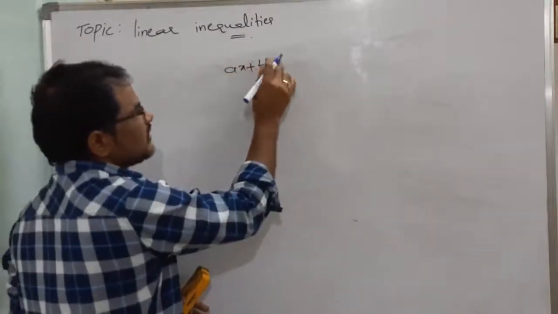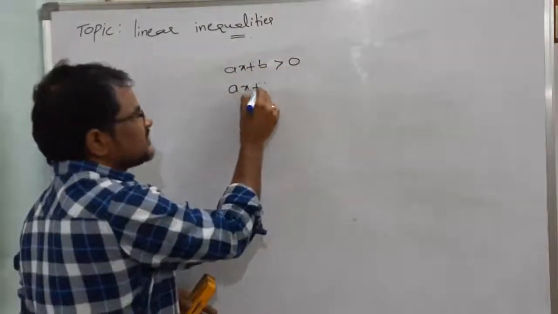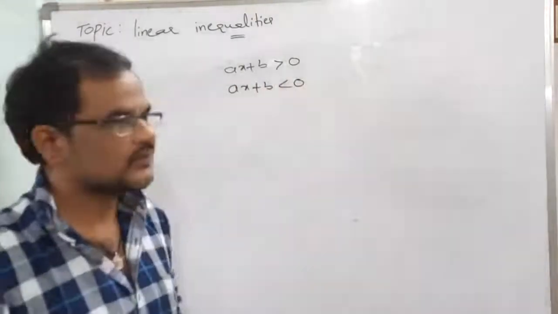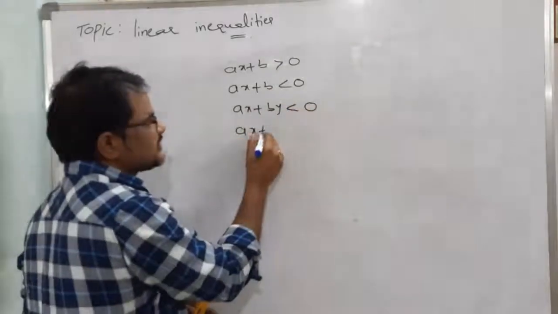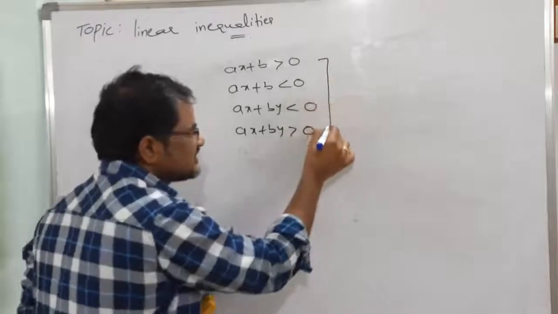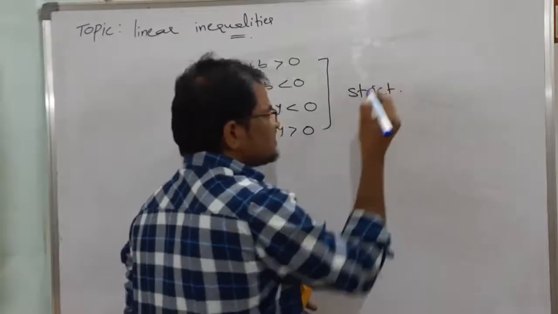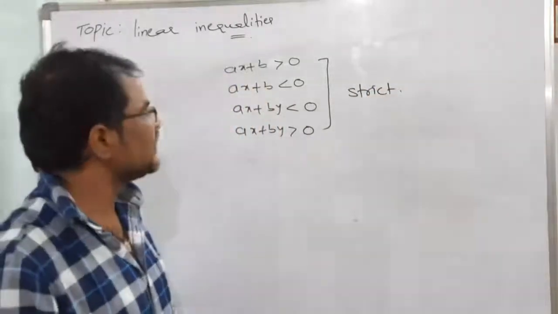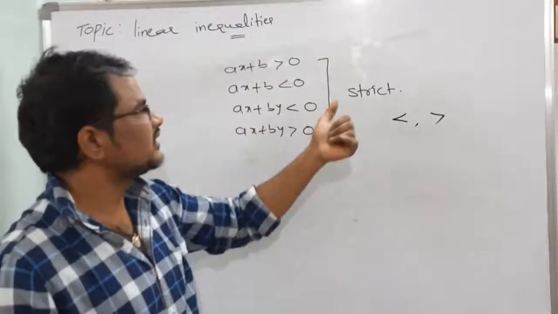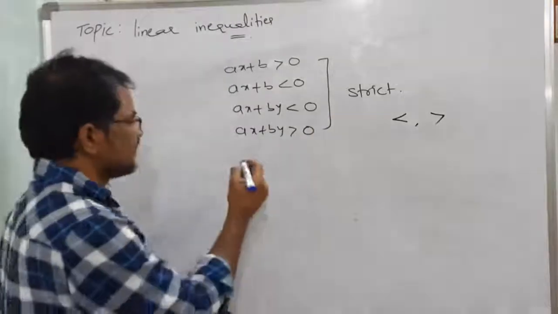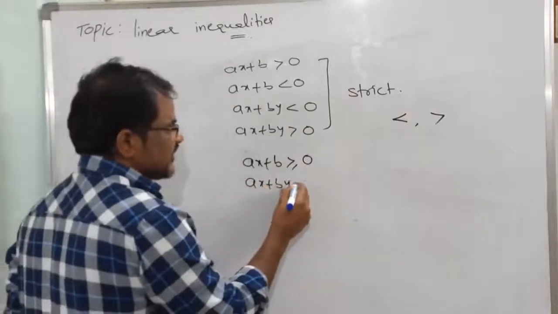Next one: ax + b > 0, ax + b < 0. Next, ax + by < 0, ax + by > 0. This type of inequality is called a strict inequality, meaning inequalities involving only the symbols less than and greater than are called strict inequalities.